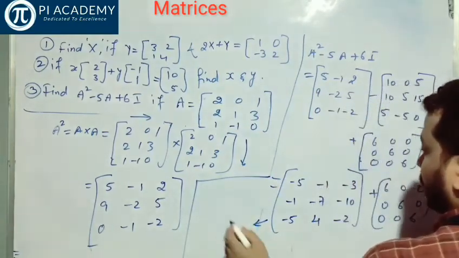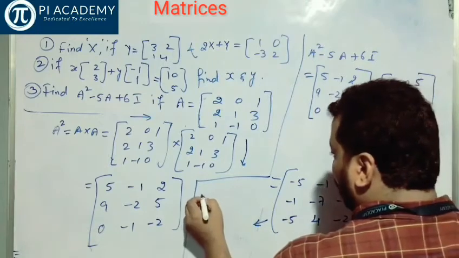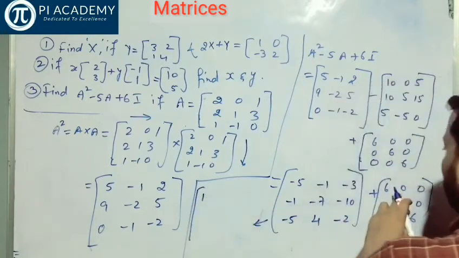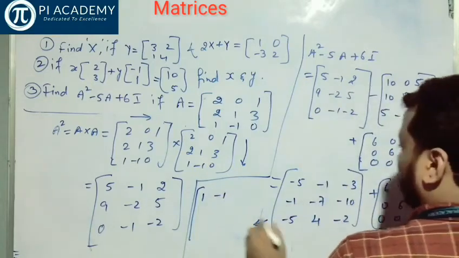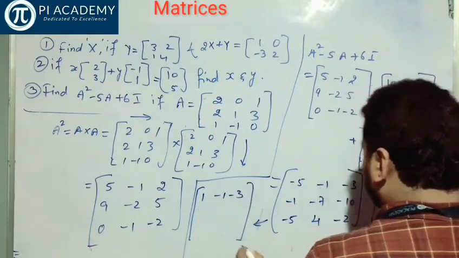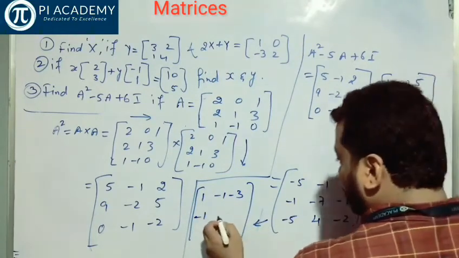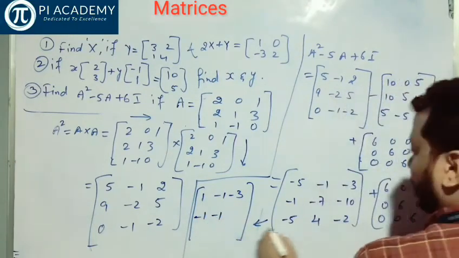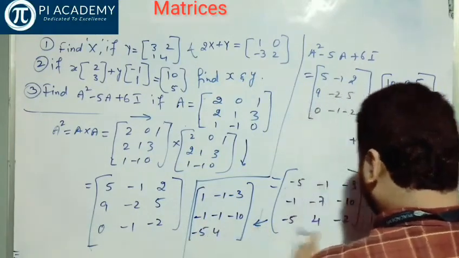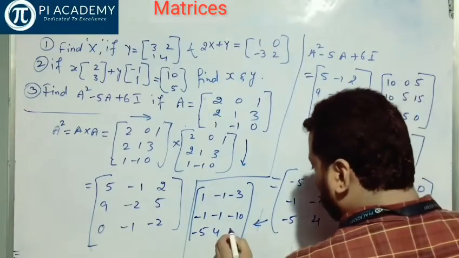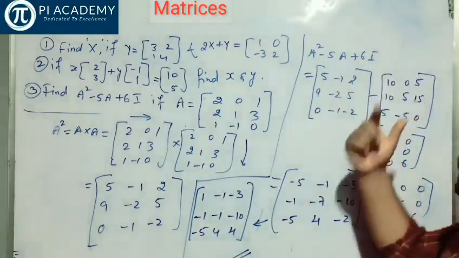Okay. So 6 and minus 5 become 1. 0 minus 1 is minus 1 only. 0 plus minus 3 is minus 3 only. Then 0 minus 1, 6, so it is minus 1 only. This is as it is because there is a 0 only. So minus 5 and 6 become 1. So this is your final answer for A squared minus 5A plus 6I.